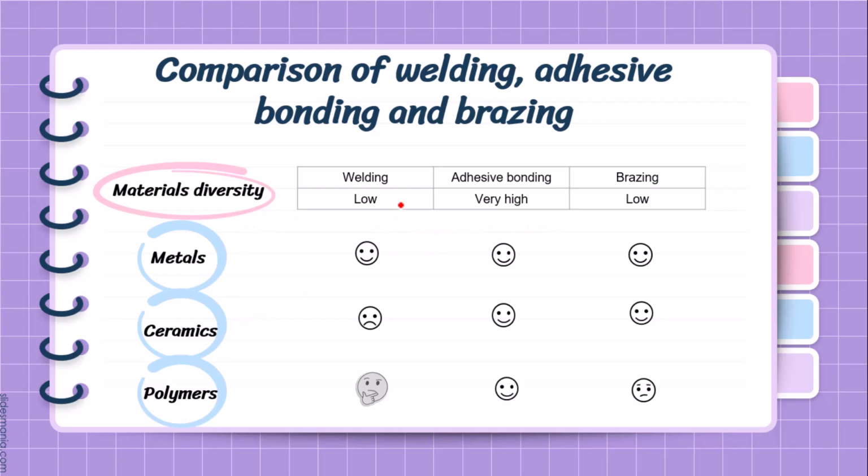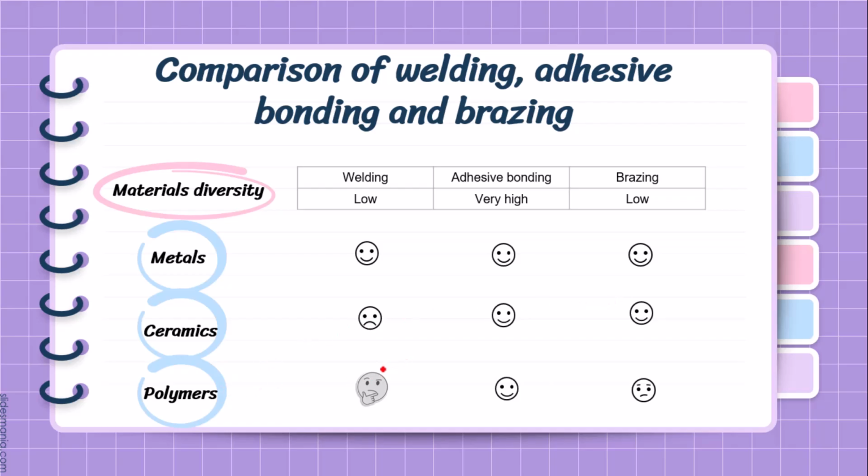Regarding the ceramics, welding is almost impossible to use for ceramics, as the melting point of ceramics is very high. Ceramics can be joined by adhesive bonding and also by brazing. With some surface modifications, we can join ceramics to other ceramics and also to metals.